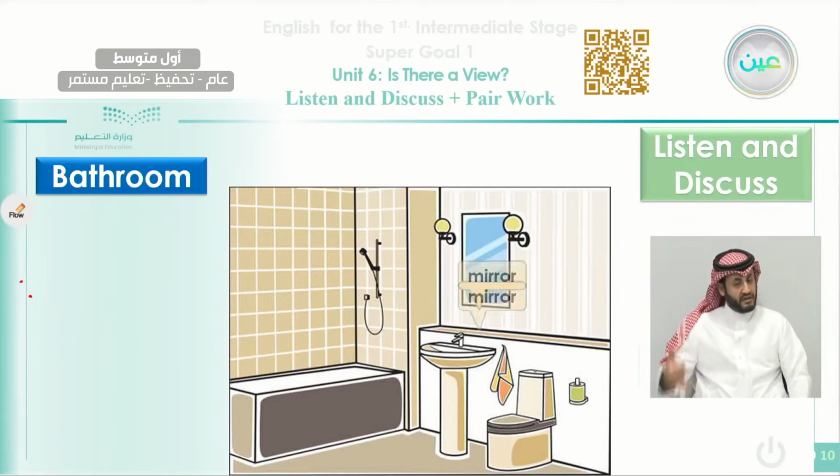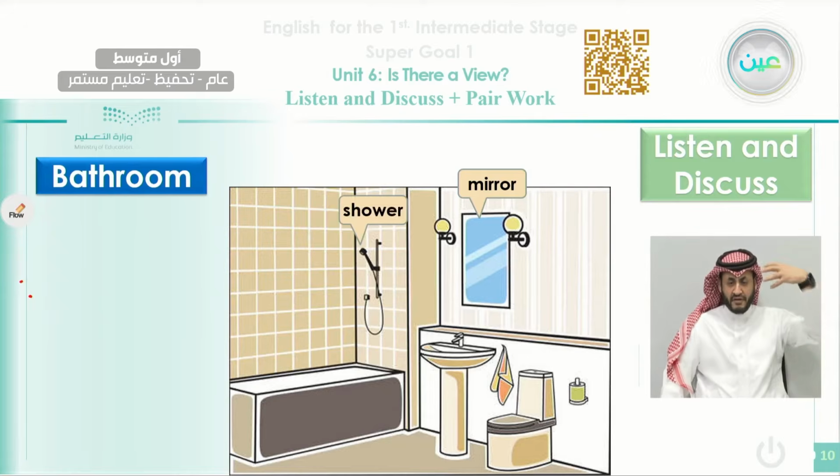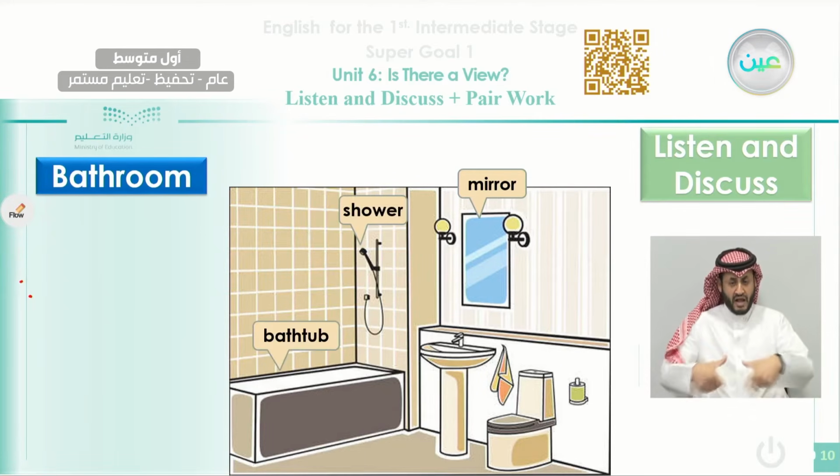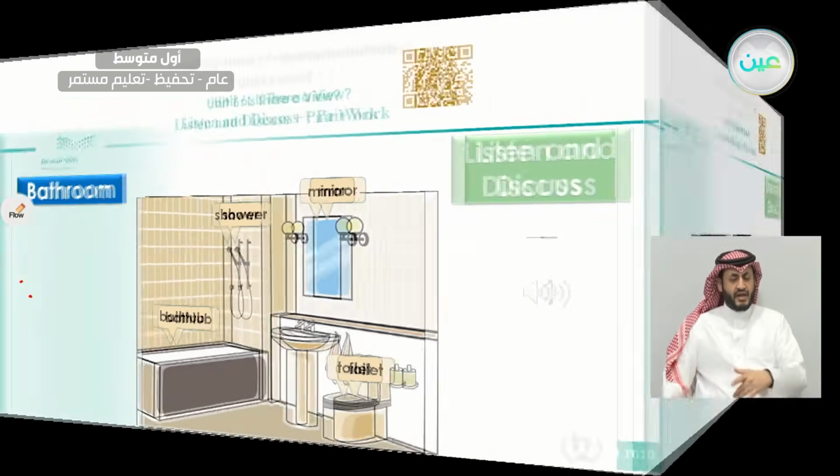What is there in the bathroom? We have a mirror, as you can see here. This one also is called a shower. And here is a bathtub, as you can see here. This is a toilet, okay?